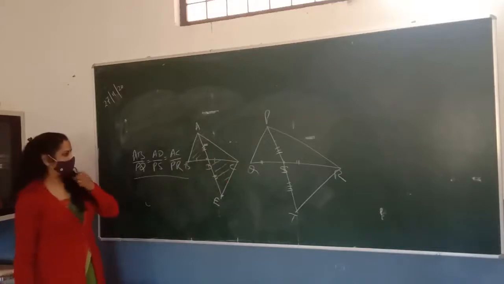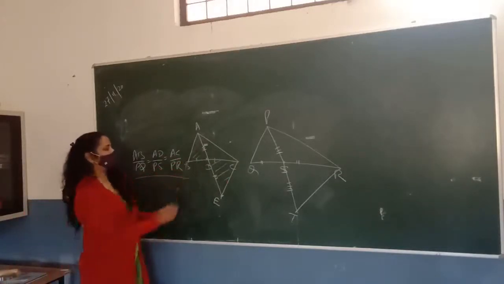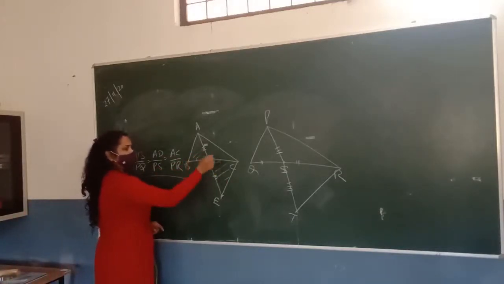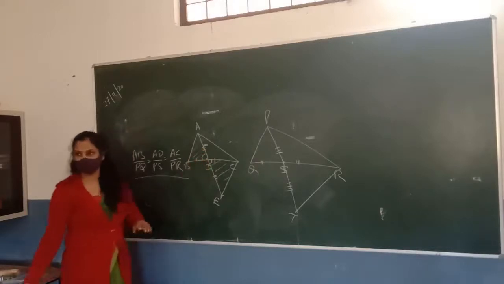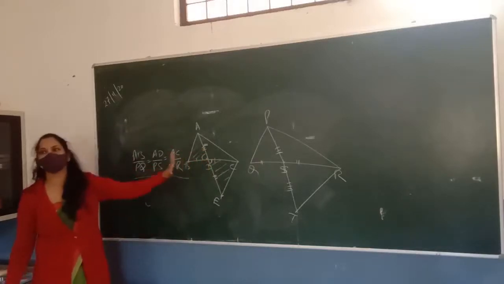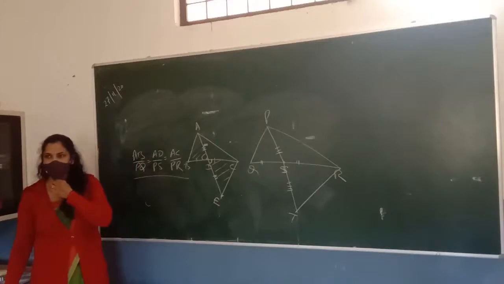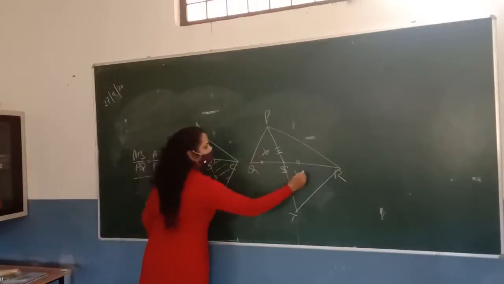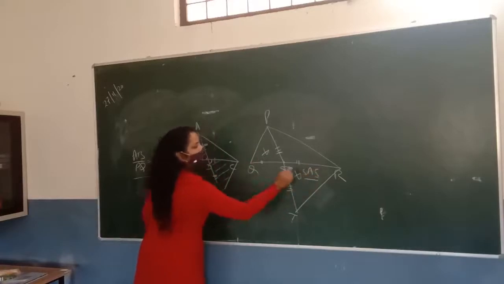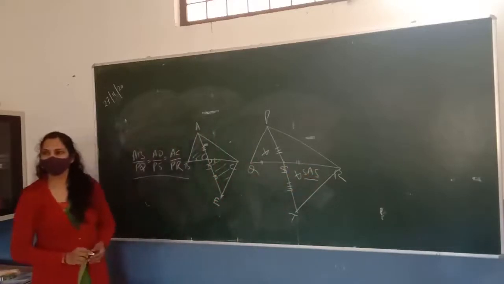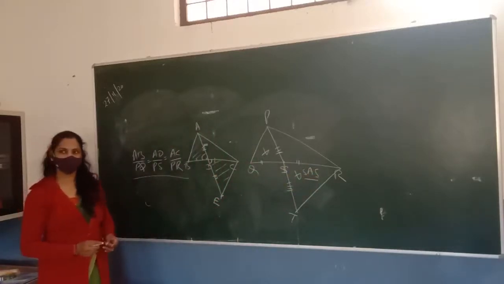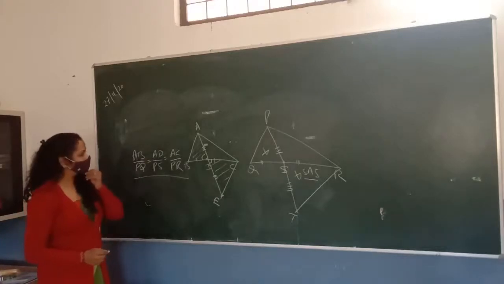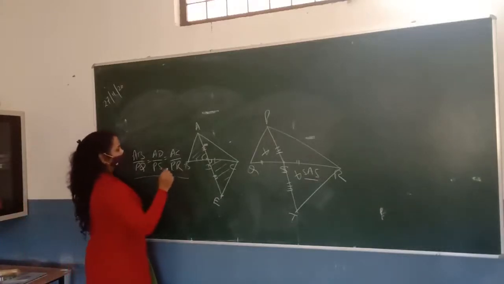AD equals DE. This line is equal to this one, equal to this one, and these are the vertically opposite angles. So we can say these triangles are congruent to each other. And then similarly, we can prove that these triangles are also congruent to each other by side angle side. CB equals CD, angle PAB equal to angle DEC.